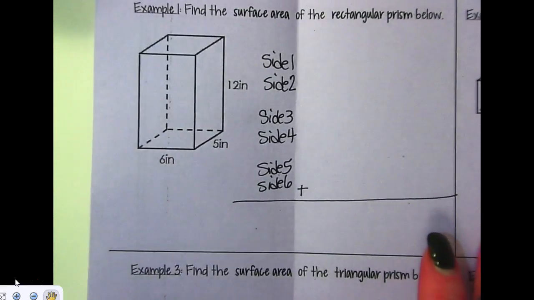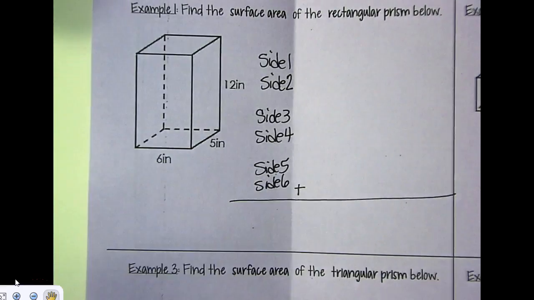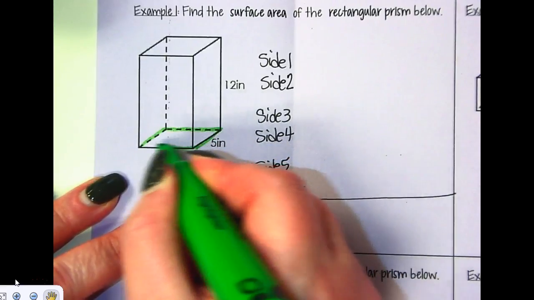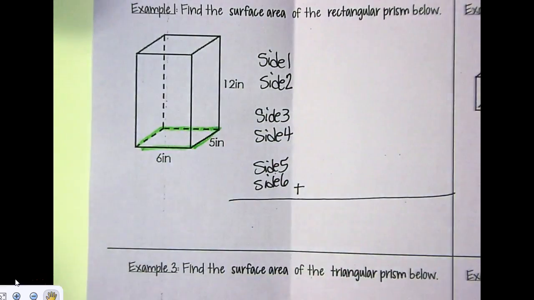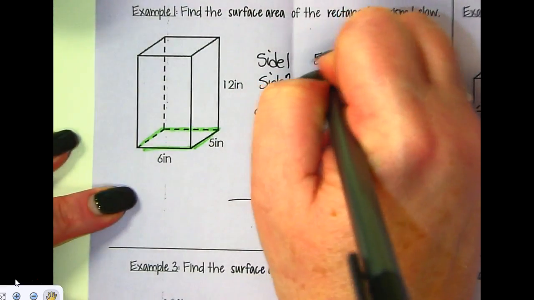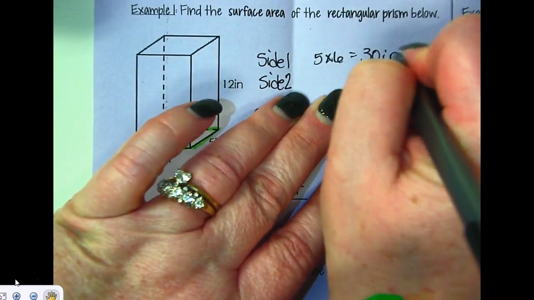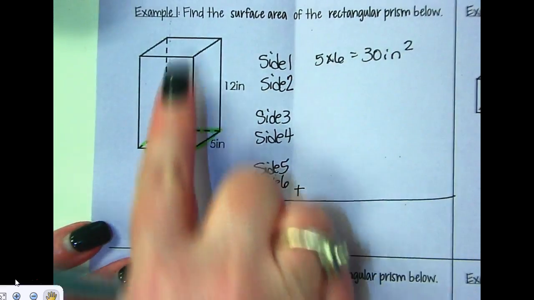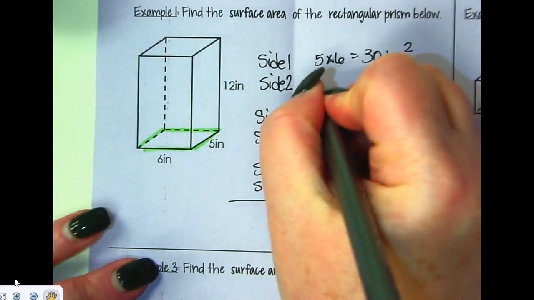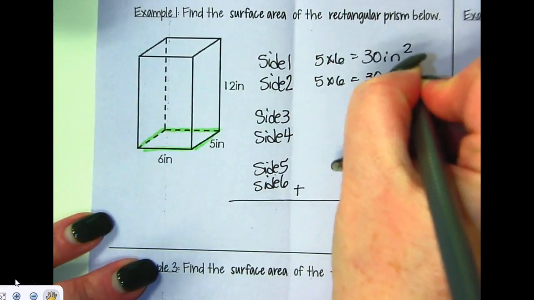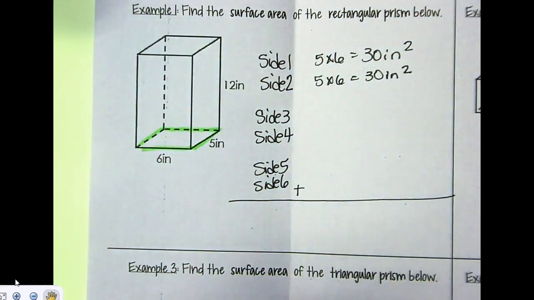All right, let's start with the bottom. What are the dimensions of the bottom or the base of this shape? 5 times 6. So 5 times 6 equals 30 inches squared. And if that's the bottom, that's the same for this top. 5 times 6 equals 30 inches squared. All right. Now what do you want to do? Front and back or left and right? Left and right. So here we go.